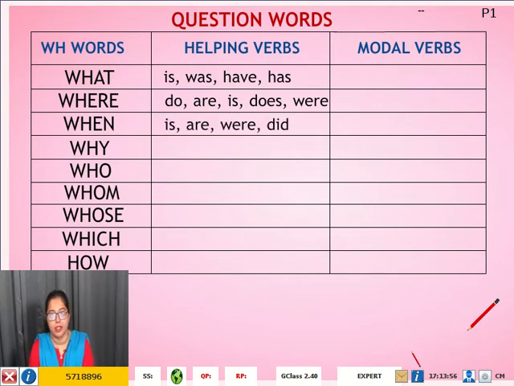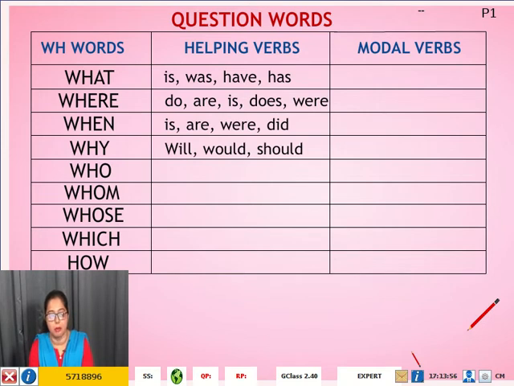So let's come to the next one. What is the next one? The next WH word is when. And with when, what kind of helping words are we using? We are using is, are, were, did. So what kind of helping verbs are we using? Is, are, were, did. Okay.